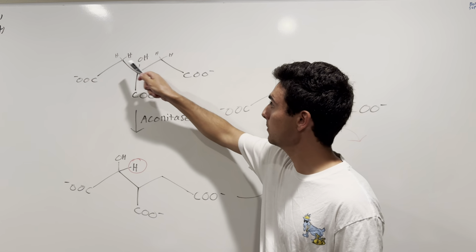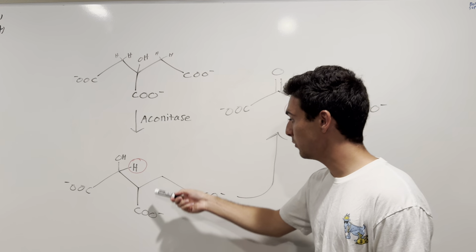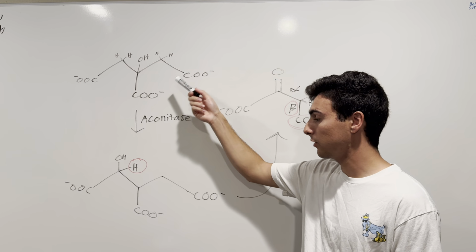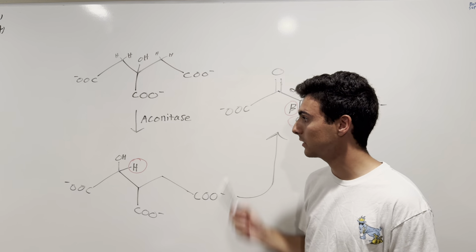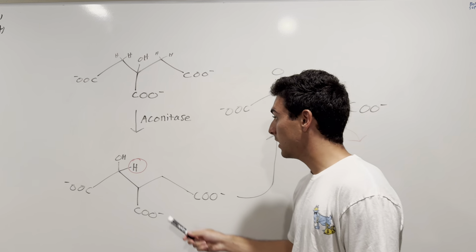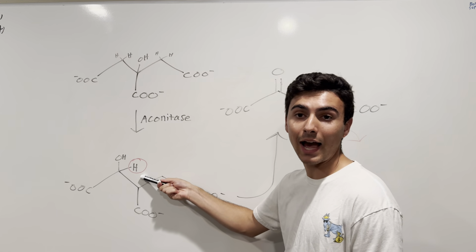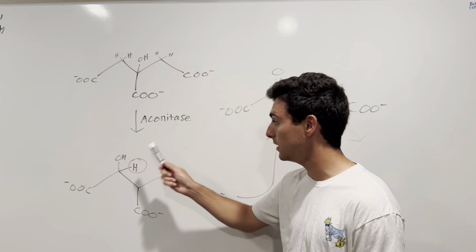So to get around that, we just do a transformation. We move this hydroxyl group here. So here we have isocitrate. This is the reaction from citrate to isocitrate, catalyzed by aconitase. And now here you can see we actually do have a hydride that can be removed for an oxidation reaction.